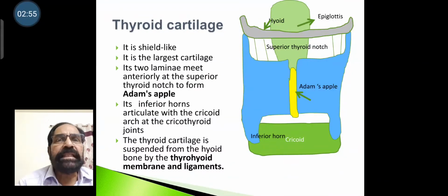In the picture you can see the thyroid cartilage continues downwards as inferior horns, and the inferior horns articulate with the cricoid arch, as shown in the picture, at the cricothyroid joints. In the upper part you can see the thyroid cartilage is suspended from the hyoid bone by the membrane, which is shown as lines, and on the sides it is by thyroid ligaments.